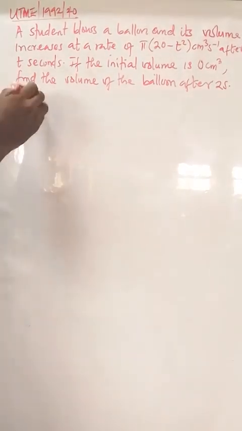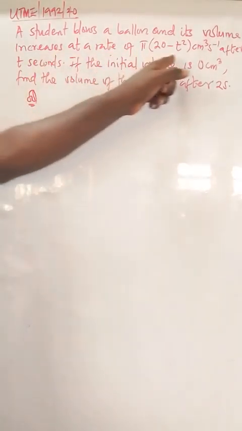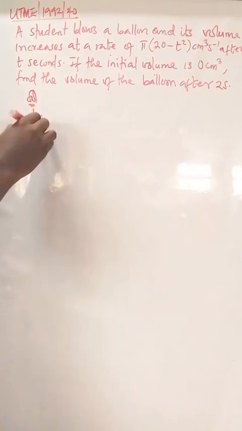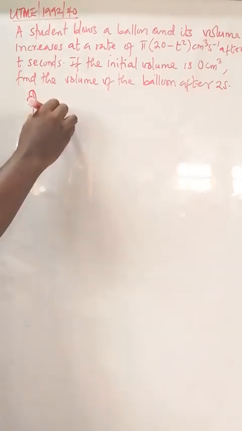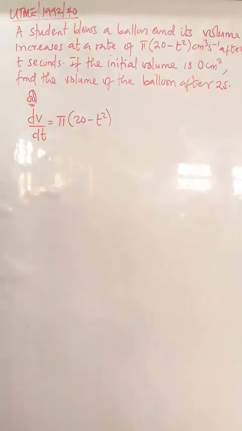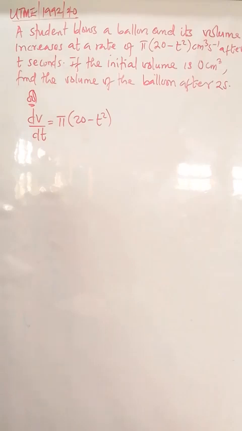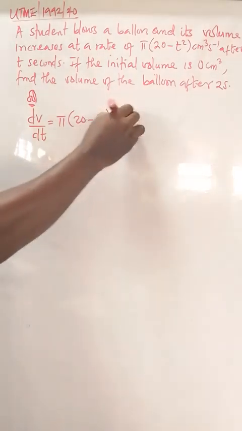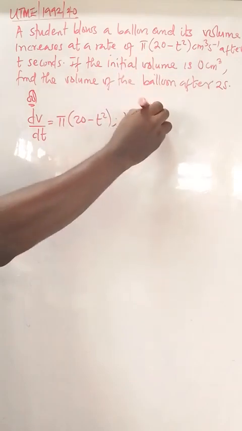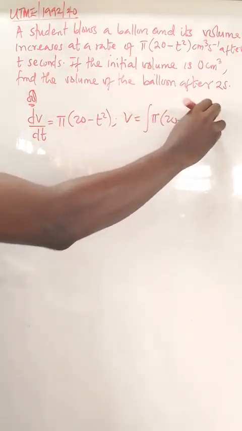A student blows a balloon and its volume increases at a rate of this. Volume increases, that's what? dV/dt, at the rate of what? Pi times 20 minus t squared centimeter cube per second after 30 seconds. What should we do here? Straight, V becomes the integral of what? Pi times 20 minus t squared dt.